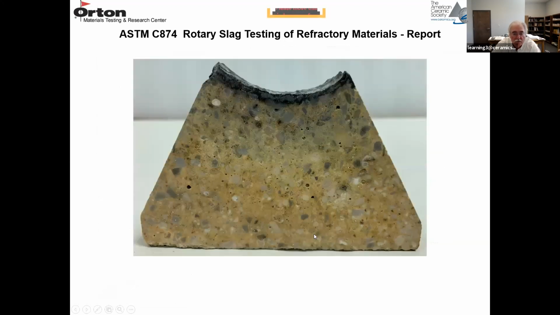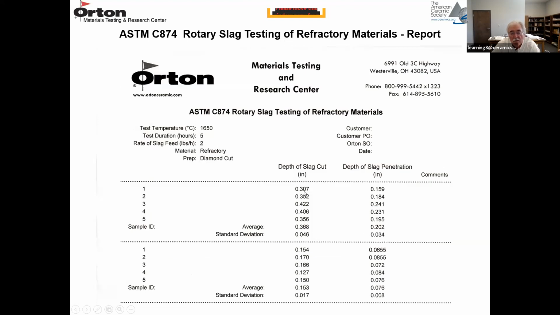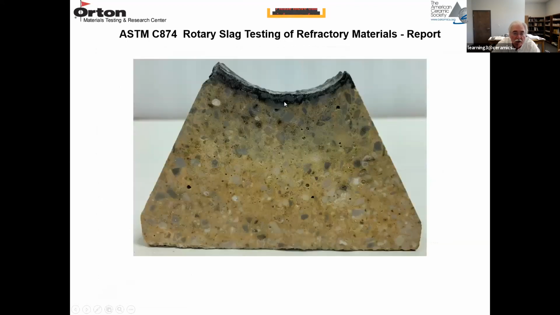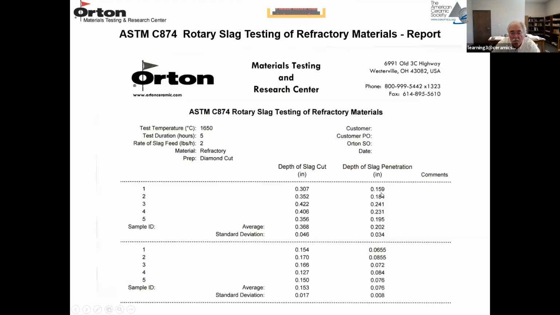This distance here was 0.3 inches approximately. I guess the average was 0.368. And then they measured the slag penetration, and that's that darkened area here, which is about 0.1 or maybe 0.2 inches. And these are two separate runs.